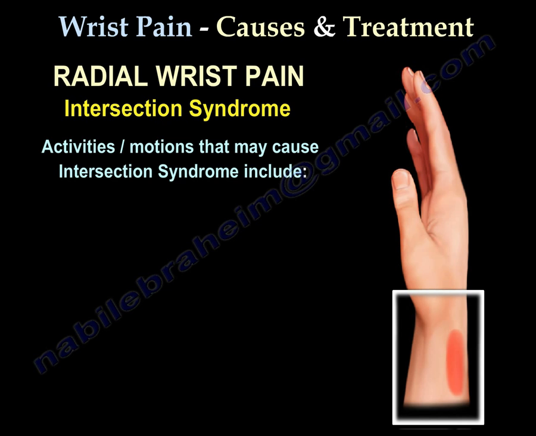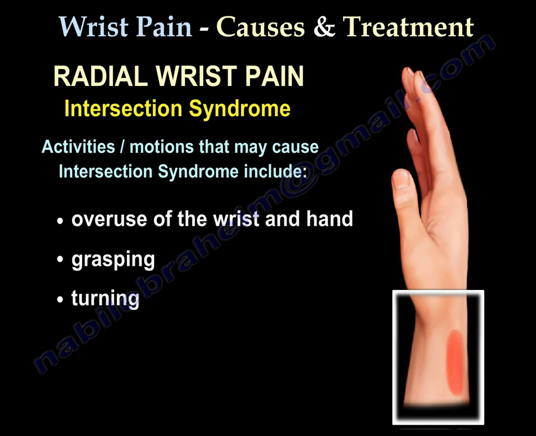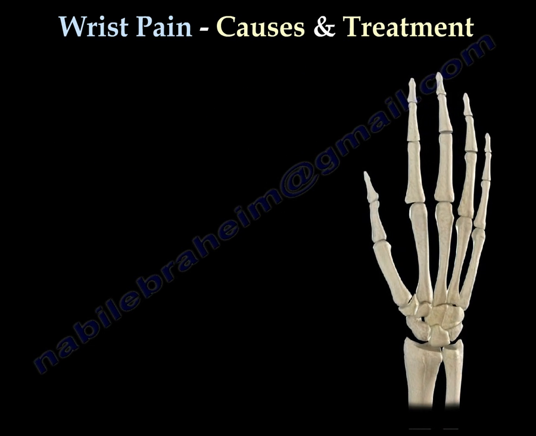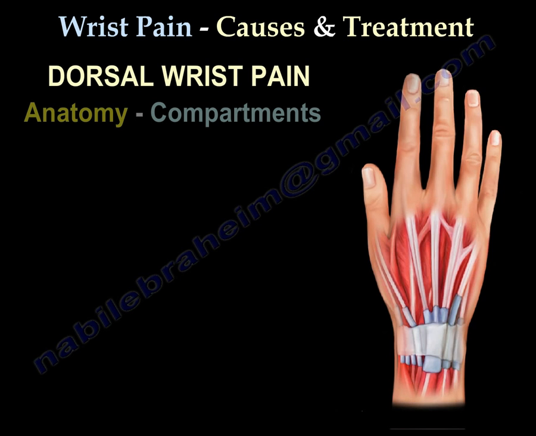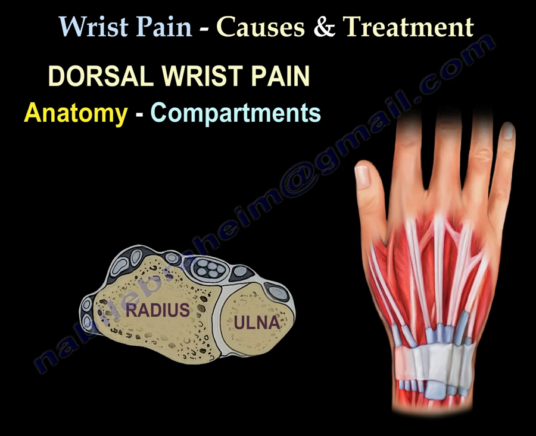Many activities will cause intersection syndrome. It will include overuse of the wrist and hand, grasping, turning, twisting. Please note that the pain and the tenderness is more proximal than De Quervain syndrome. Dorsal wrist pain. Anatomy. There are 6 compartments in the wrist, dorsally.